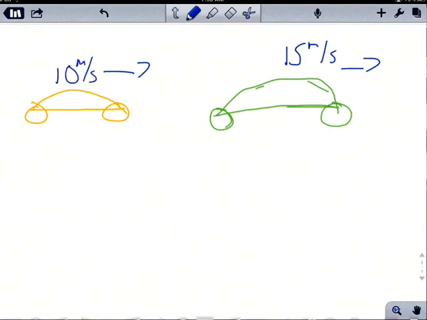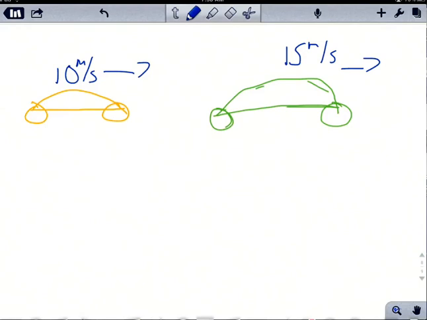Now, relative velocity is when the person sitting in our orange car is looking at the green car. The relative velocity of the green car for the person sitting in the orange car is going to be 5 meters per second, because they're both moving in the same direction.